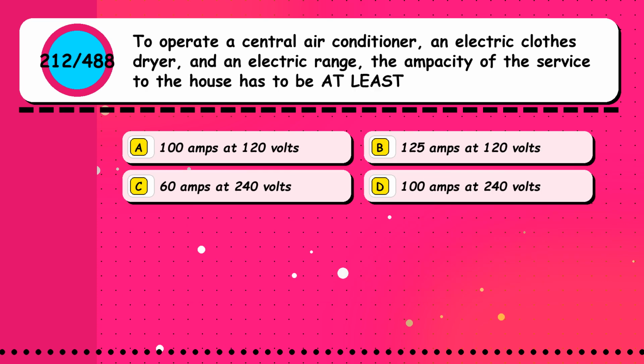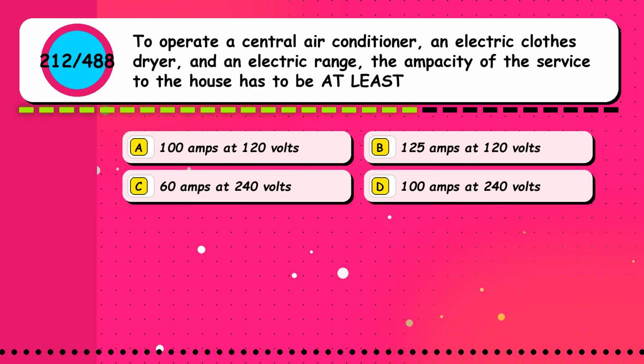Question 212. To operate a central air conditioner, an electric clothes dryer, and an electric range, the ampacity of the service to the house has to be at least. Option A, 100 amps at 120 volts. Option B, 125 amps at 120 volts. Option C, 60 amps at 240 volts. Option D, 100 amps at 240 volts.